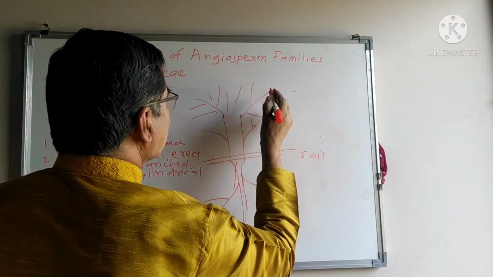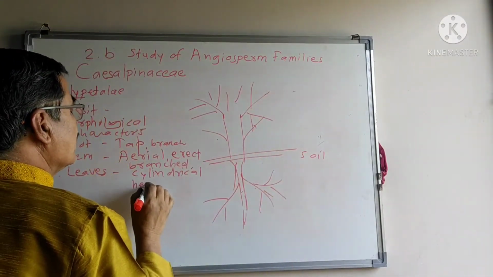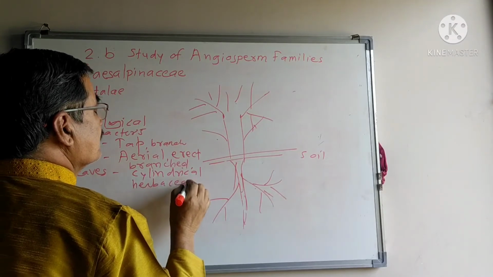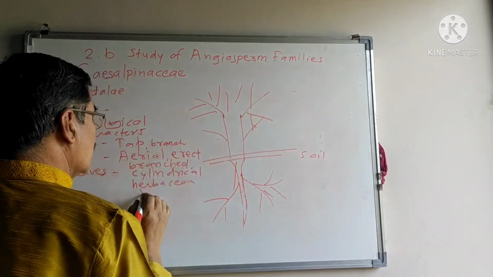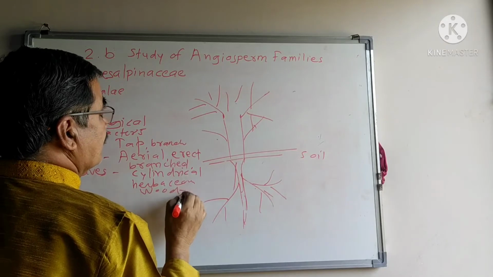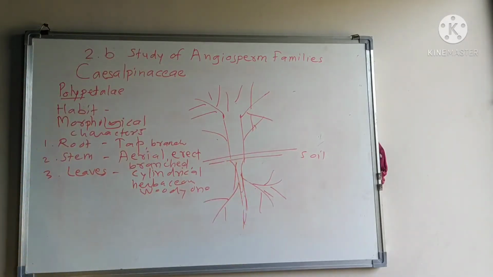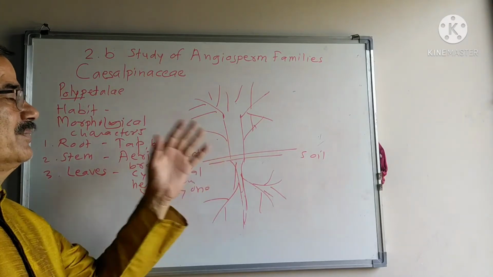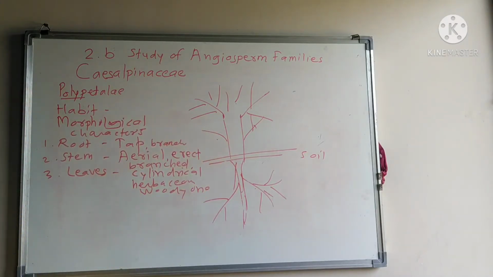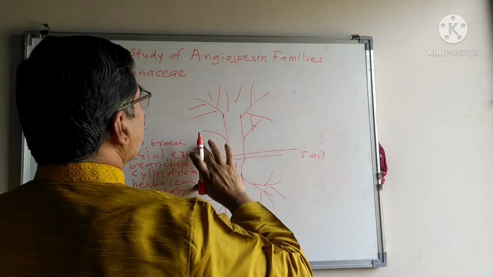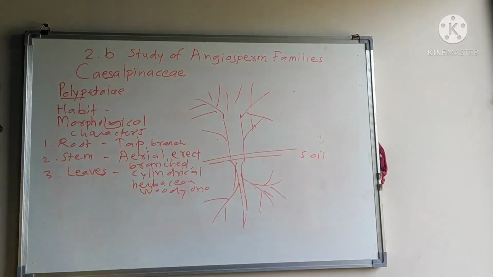Younger tips remain herbaceous, and the basal parts are woody. Woody means it becomes hard and stony. The secondary growth becomes hard and stony. This is about a few characters of the stem.